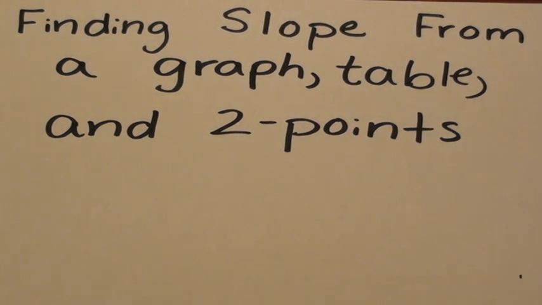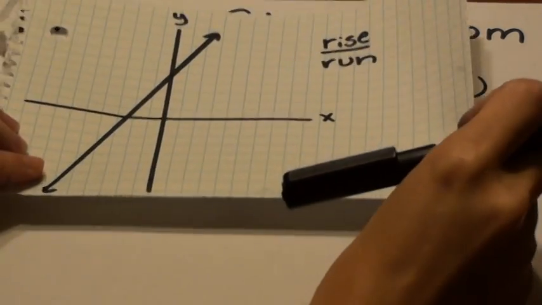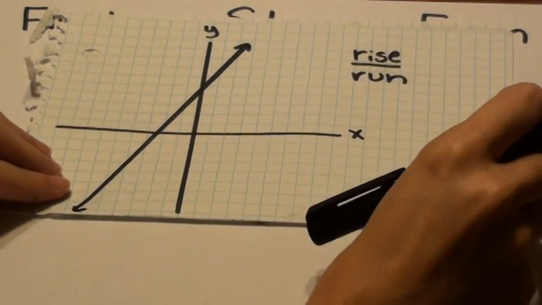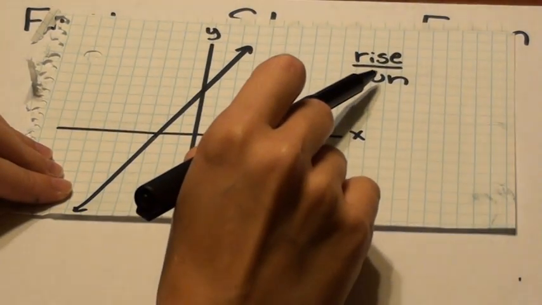This is a tutorial on finding slope from a graph, table, and 2 points. Our first few examples will be on a graph. So to find slope from a graph, you're going to use the formula rise over run.